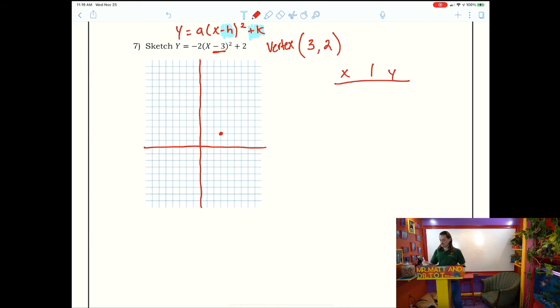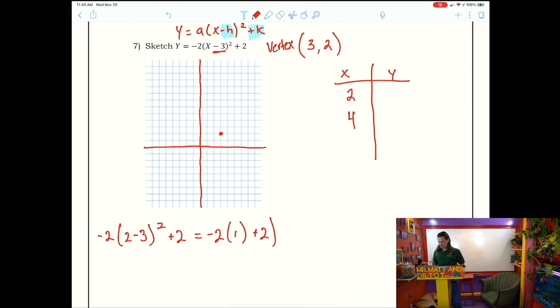I just want to evaluate a point to the left and a point to the right. So when x is equal to 2, I'm going to have -2 times 2 minus 3 squared plus 2. That's going to be -2 times 2 minus 3 is -1. -1 squared is going to be +1. -2 times 1 is -2. -2 plus 2 is 0. So at x is equal to 2, y is equal to 0.